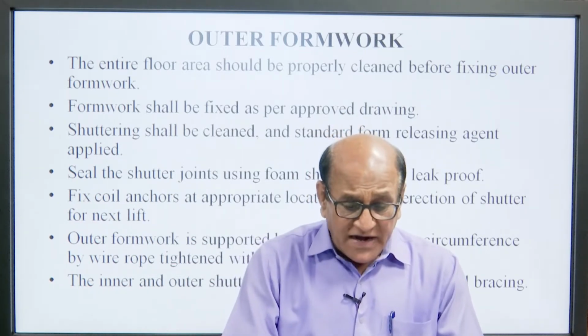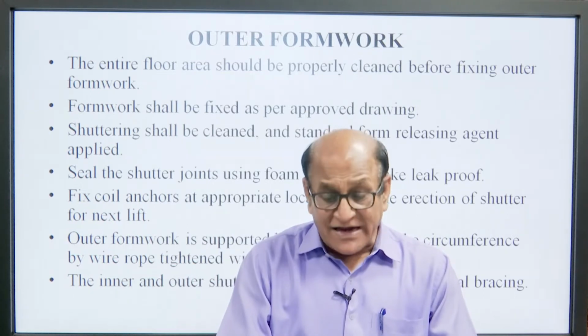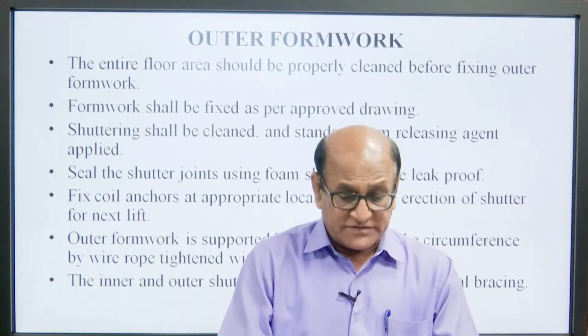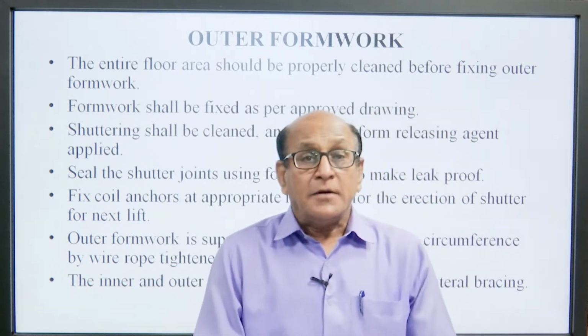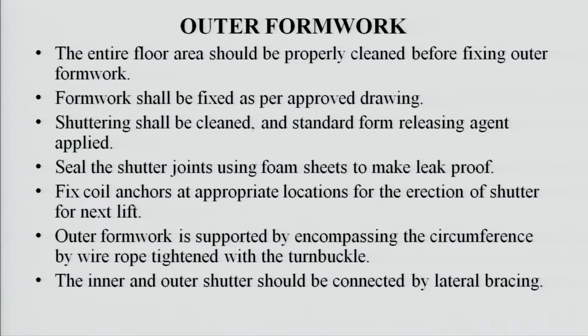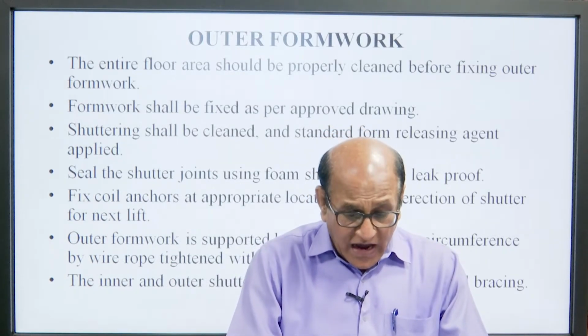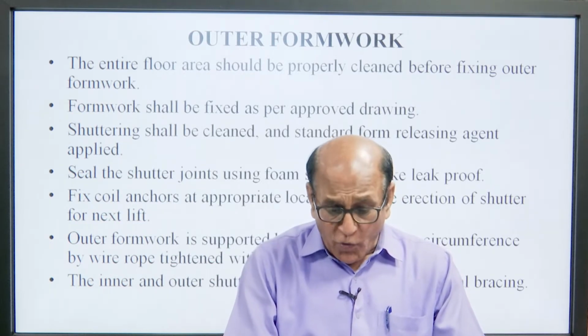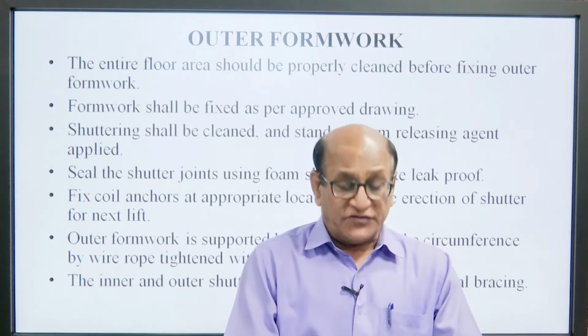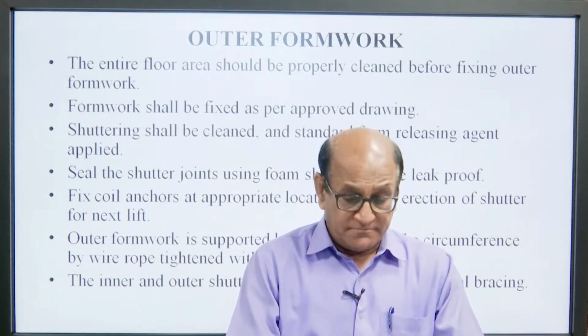Outer formwork. The entire floor area should be properly cleaned before fixing outer formworks. Formworks shall be fixed as per approved drawing. Shuttering shall be cleaned and a standard form releasing agent like oil should be applied on the formwork. Seal the shutter joints using foam sheet to make leak proof. Fix coil anchor at appropriate location for erection of shuttering for the next lift.